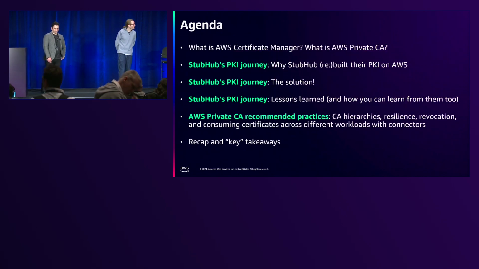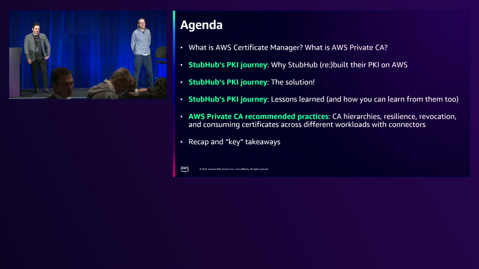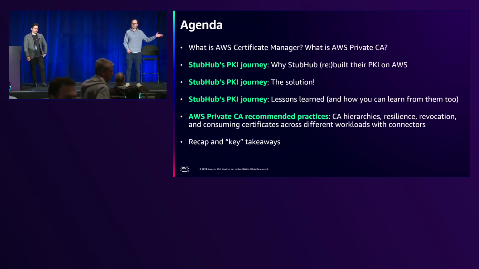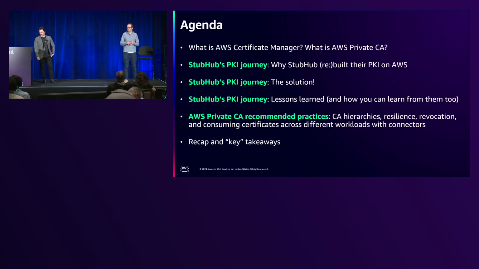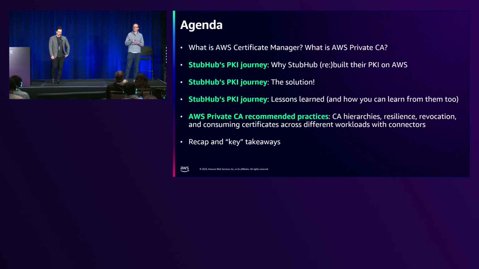Okay, so what are we going to talk about today? Today I want to go over the basics first. What is AWS Certificate Manager, ACM? What is AWS Private CA? Tony and I will level set a little bit. Hopefully most of you are familiar with PKI concepts, but Tony and I are going to talk about what the CA hierarchy is, what revocation is, some of these basics, just so everyone's on the same page.